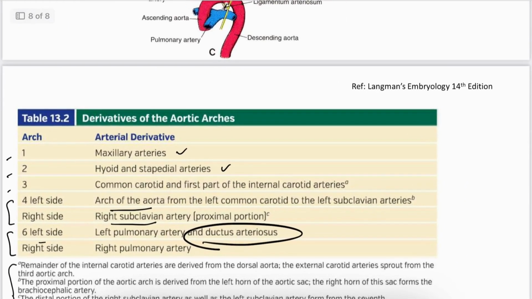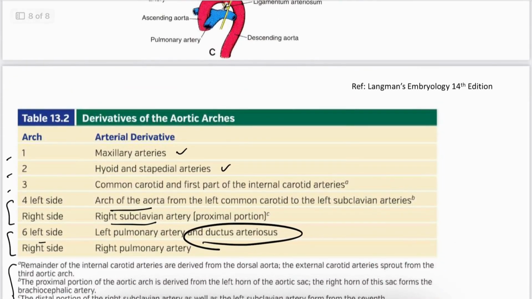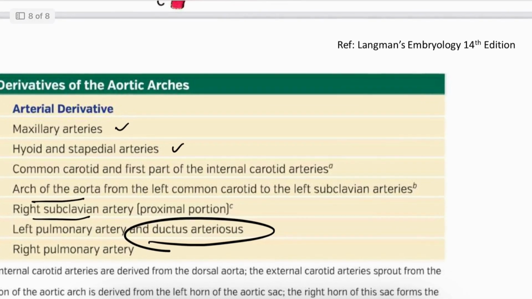So guys, these were all the different important topics or important questions that can come from the pharyngeal arches. I hope you liked it, and these are all the important topics which I'm trying to bring you in a short span of time.